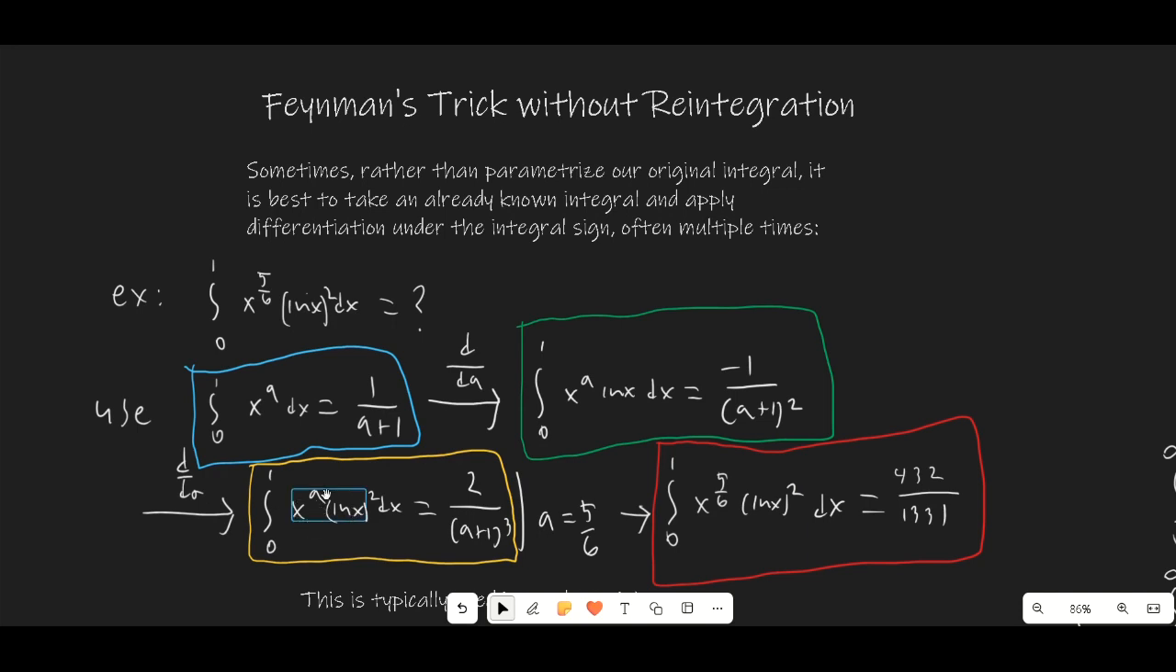And now we have the integral from 0 to 1 of x to the a ln squared of x dx equals 2 over (a plus 1) cubed. Then we just set a equal to 5/6, and we get our answer pretty easily. Just doing some basic maths, we get the integral from 0 to 1 of x to the 5/6 times ln squared of x is 432 over 1,331.